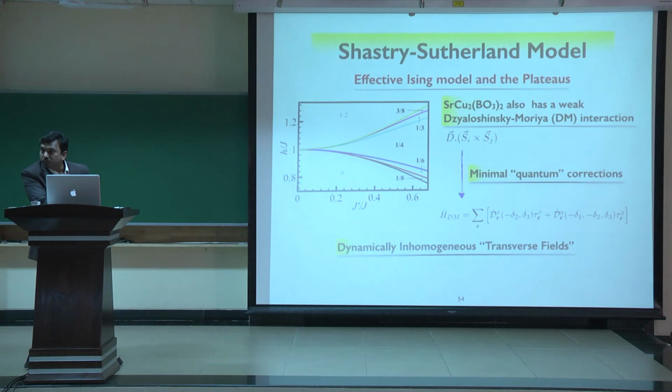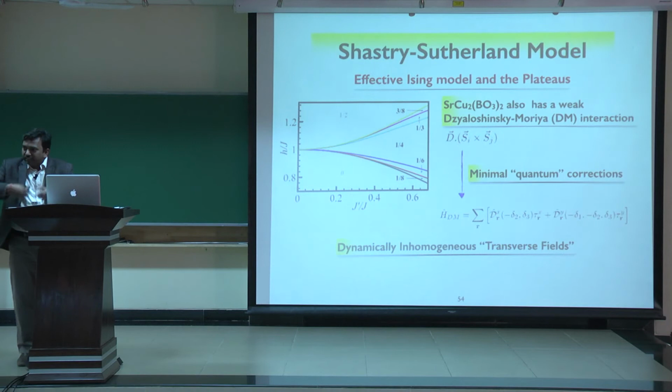And what we generate is a very transverse field-like interaction. I'm calling it transverse field-like because these Ds, the coefficients sitting here, themselves depend on the occupancies Ni's, the hardcore boson occupancies surrounding a given site. And hence the term inhomogeneous. Dynamic because the inhomogeneity is not given from outside, but it is generated by the dynamics itself.